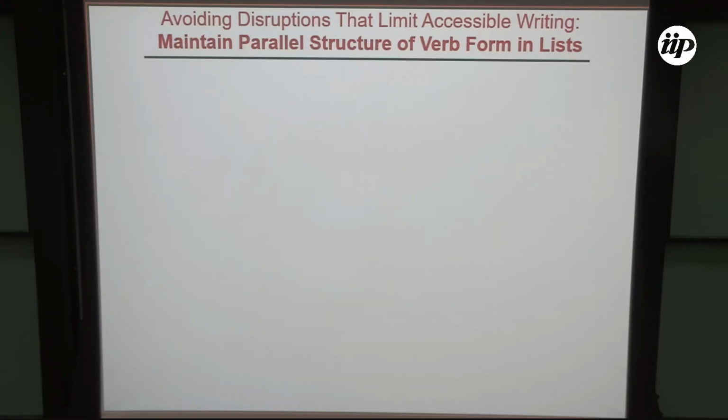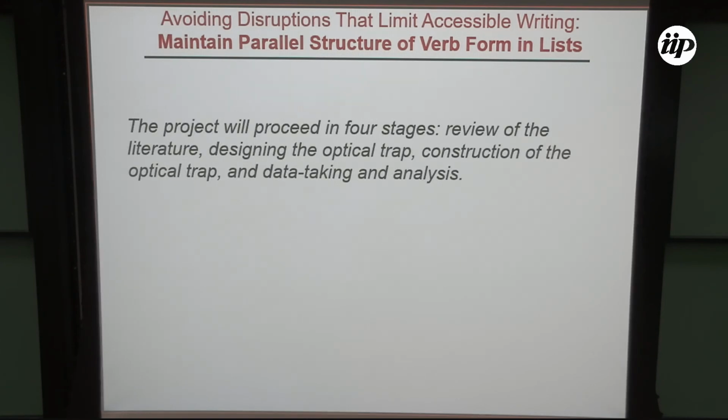And finally, another common problem is maintaining a parallel structure. When you write a list of things, it can be confusing. One of the clues that you give the reader that you're making a list is to use the same form of the verb before each of the components of the list. Here's an example where they don't do that: "The project will proceed in 4 stages: review of the literature, designing the optical trap, construction of the optical trap, and data taking and analysis."